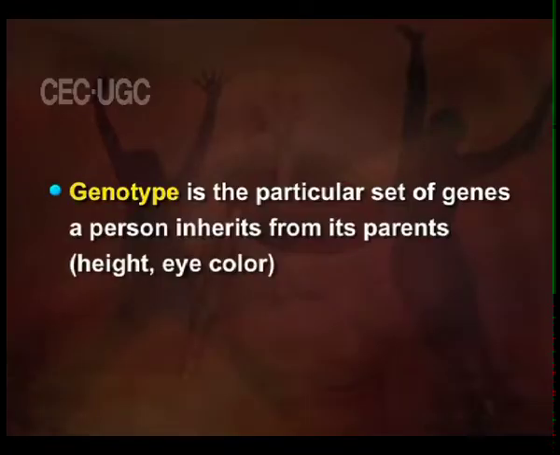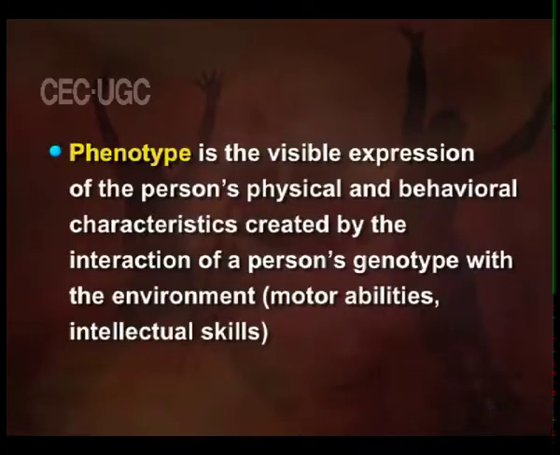The concepts of genotype and phenotype provide a framework about the interactions of genes and environment. Genotype is the particular set of genes a person inherits from their parents, for example, height and eye color. Phenotype is the visible expression of the person's physical and behavioral characteristics created by the interaction of a person's genotype with the environment, for example, motor abilities and intellectual skills.